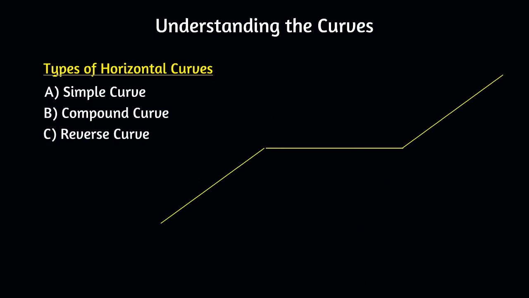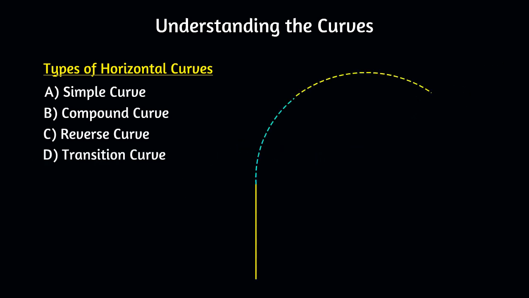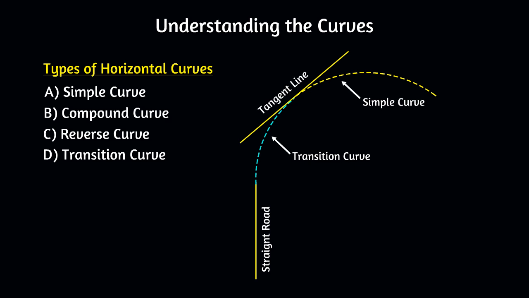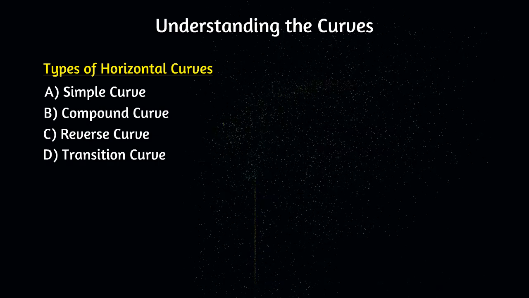C. Reverse curve. A reverse curve consists of two simple curves bending in opposite directions. It is used in situations where a road alignment needs a quick directional change. D. Transition curve. A transition curve, also called a spiral curve, has a gradually changing radius. It is placed between a straight road and a simple curve to improve safety. This type of curve is especially useful when the simple curve has a small radius and requires the use of superelevation.